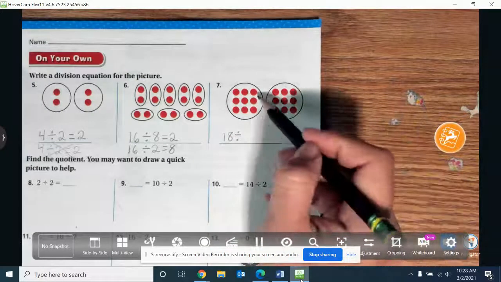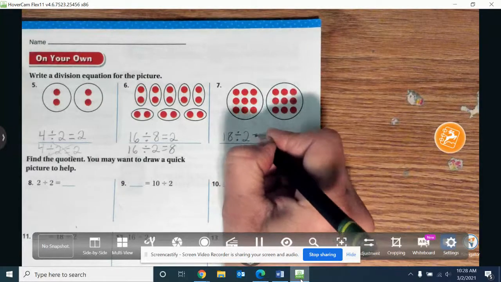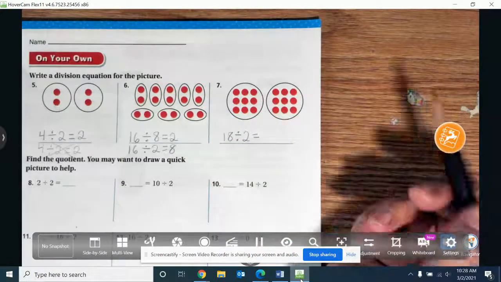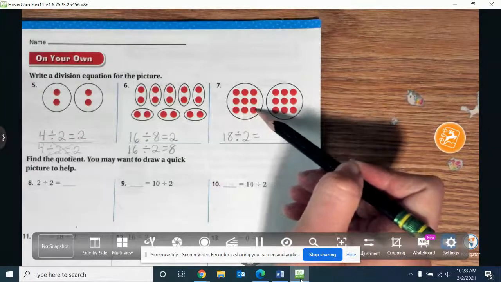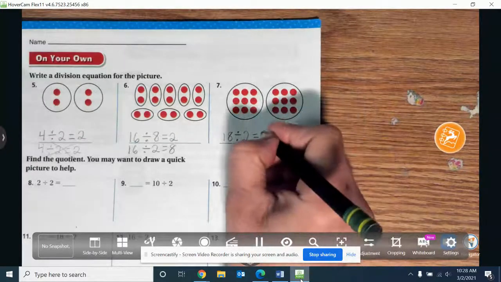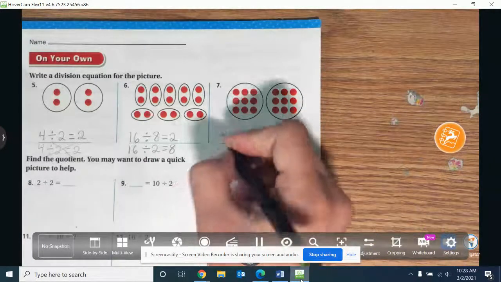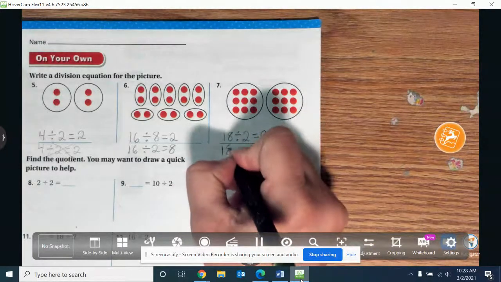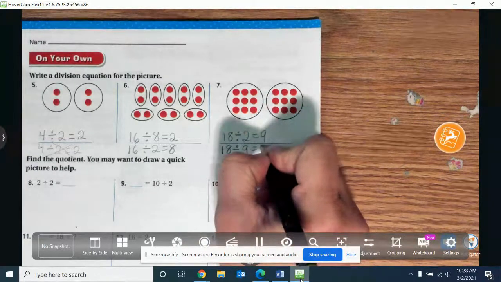Divided by how many groups? There are 2 groups. Equals how many counters in each group? 3, 6, 9. So the same is true for the related one. 18 divided by 9 equals 2.